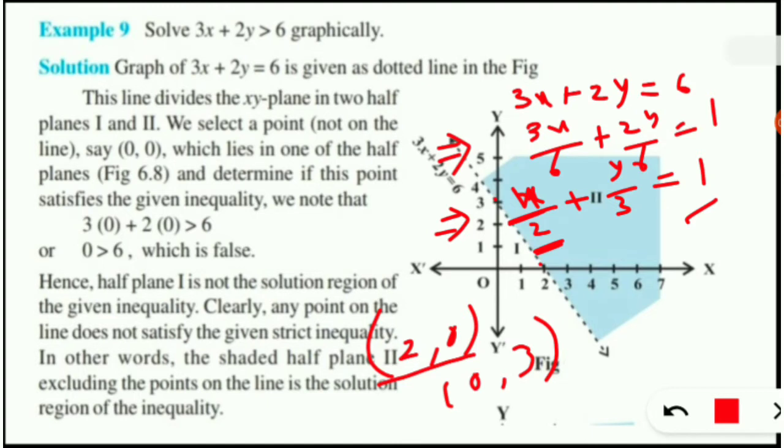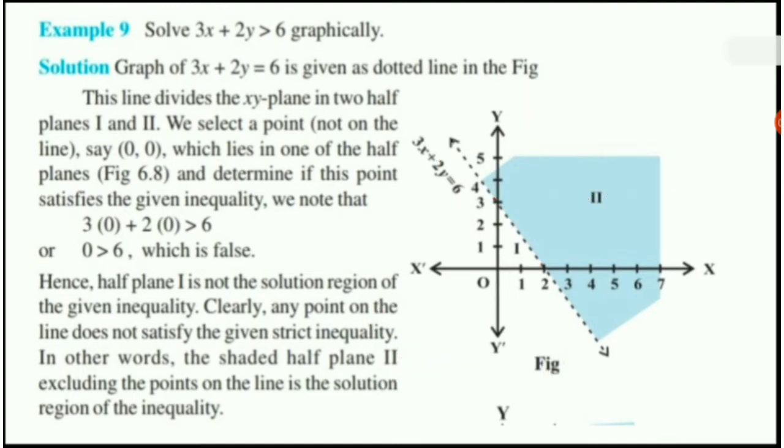Now the question is, why is this line drawn by a dotted line? Because in your given inequality, 3x + 2y > 6, the greater than symbol is here. So students, remember that if a greater than or less than sign is given in your inequality, the line is drawn as a dotted line.